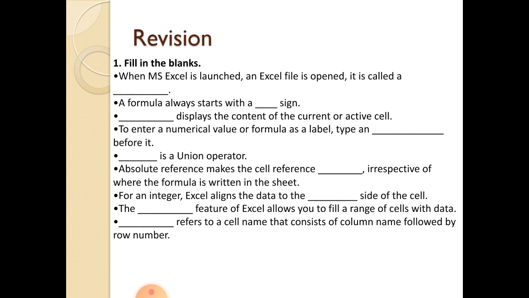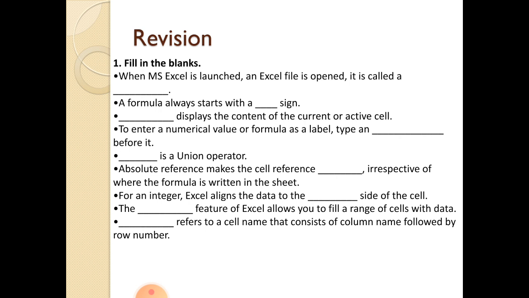First, fill in the blanks. When MS Excel is launched, an Excel file is opened, it is called a dash. A formula always starts with a dash sign. Dash displays the content of the current or active cell. To enter a numerical value or formula as a label, type a dash before it. Dash is a union operator.